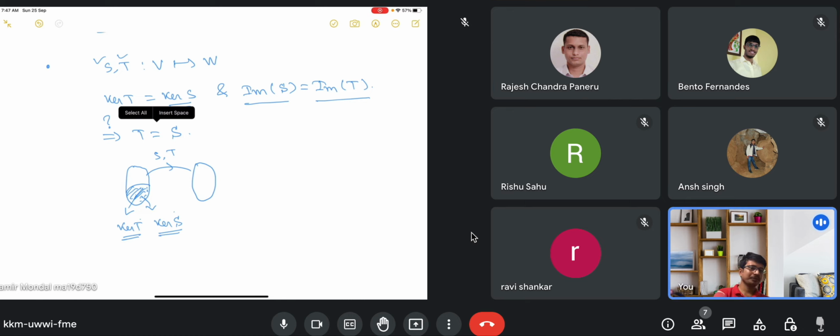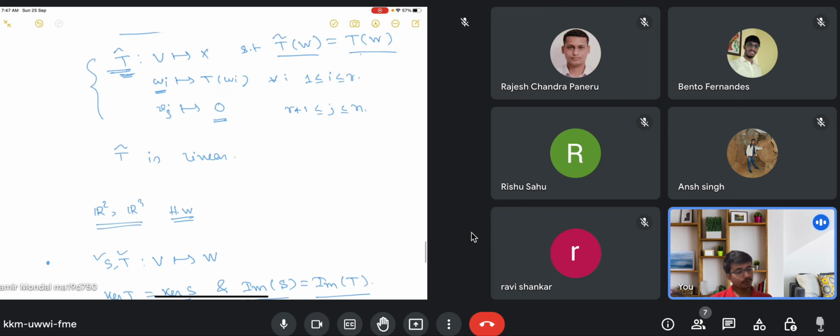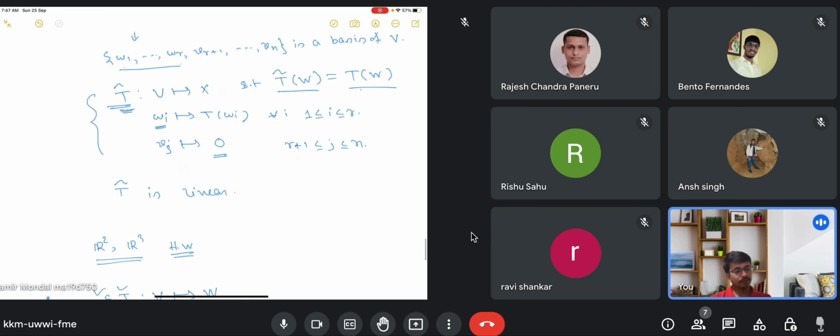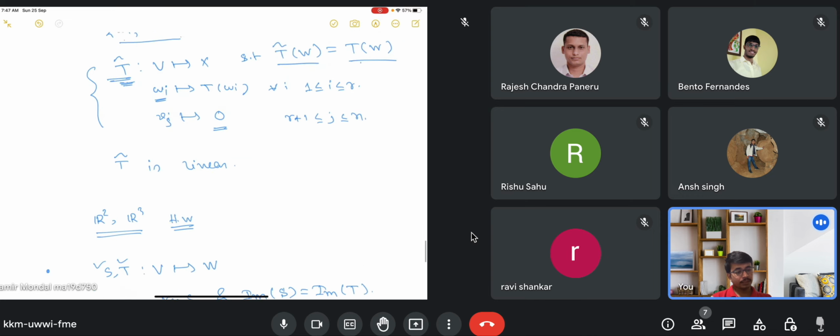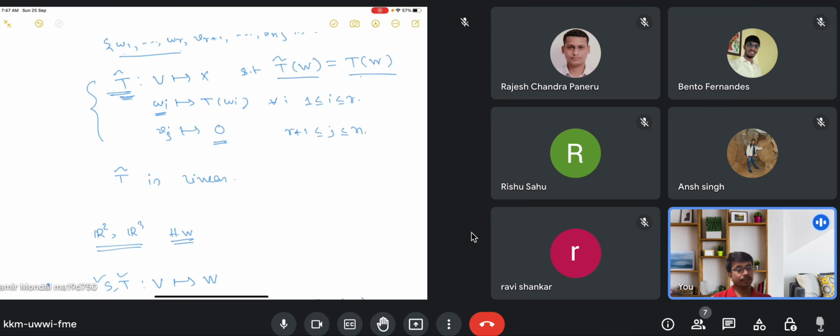Image also same. Okay, so for the reason I told you, try those homework problems, at least the basic ones for R2, R3. What I told for construction here is not unique. Why is it not unique? If we know the image of T on a basis, we are done.